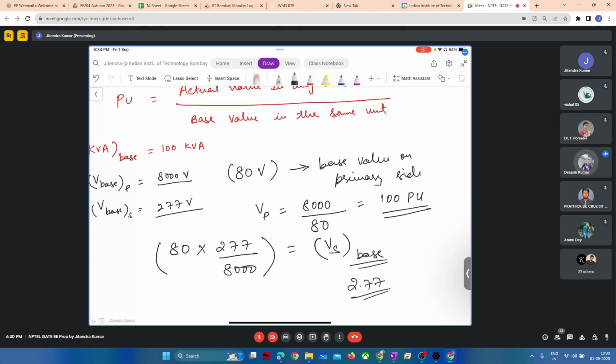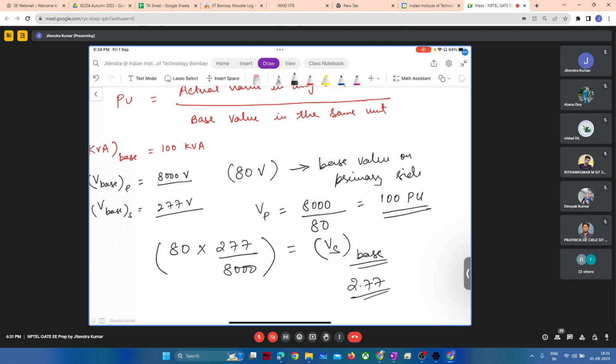Did you get my point? Basically we are doing a divide by 100, and whatever we are doing, we have to do on both sides. Suppose we are doing divide by 100 here: 8,000 divided by 100 is 80, and 277 divided by 100 is 2.77. For voltage, you have to take care of every side uniformly. Yes, sir, I got it.